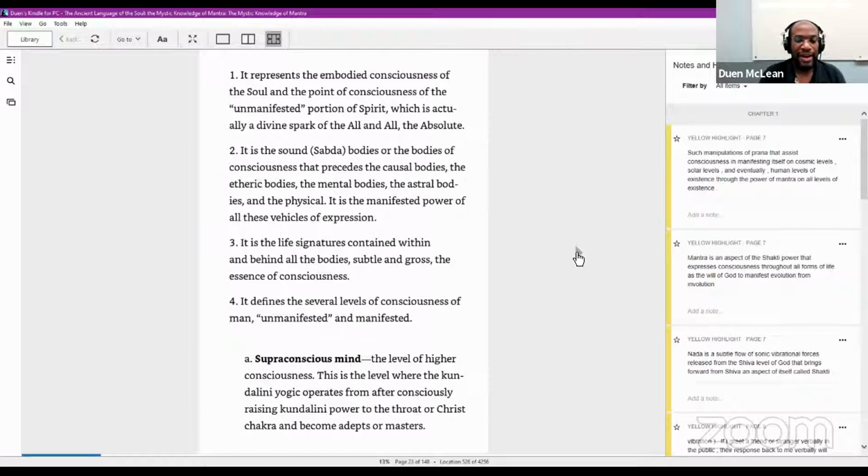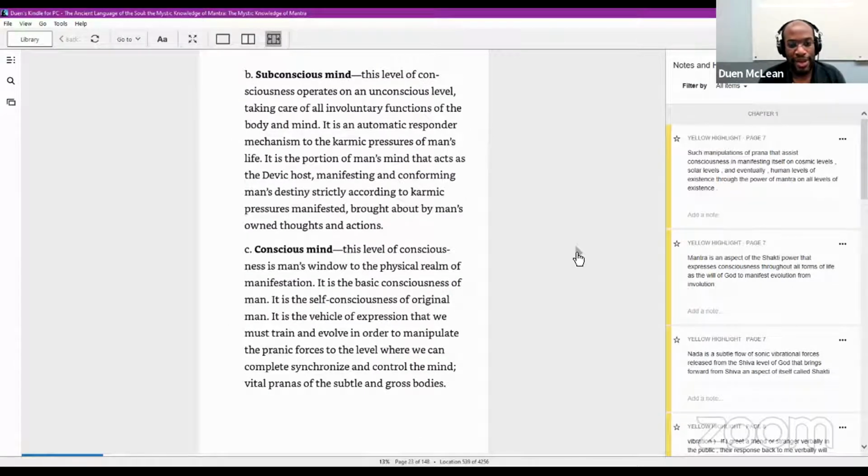Four, it defines the several levels of consciousness of man, unmanifested and manifested. A, supra-conscious mind, the level of higher consciousness. This is the level where the Kundalini yogic operates from after continuously raising the Kundalini power to the throat or Christ chakra and becomes an adept or master.